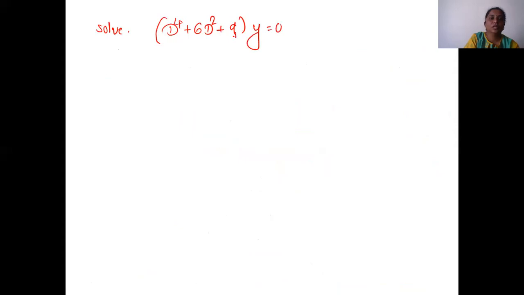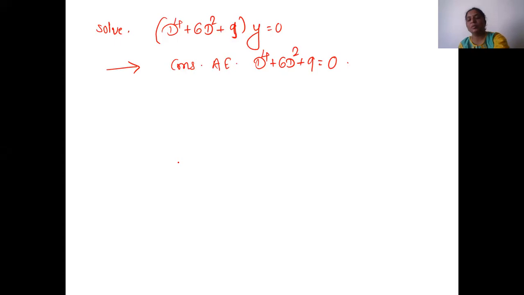Okay, so the next question is d raised to 4 plus 6d square plus 9y is equal to 0. The given equation is of the type phi(D)y equal to 0. So to solve, we have to consider the auxiliary equation, that is d raised to 4 plus 6d square plus 9 is equal to 0. How can we solve?